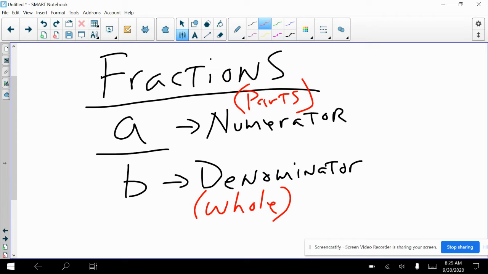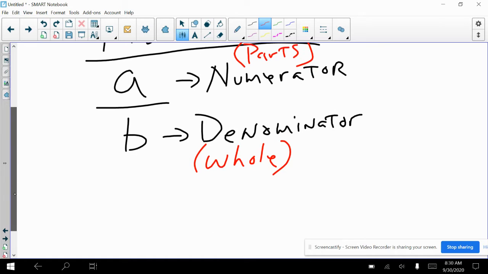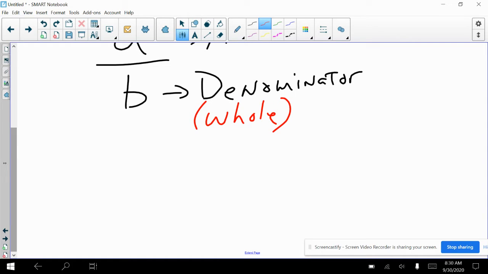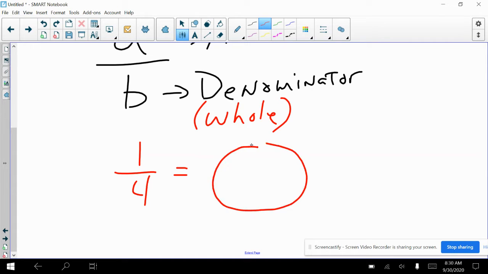So far, so good? Okay. So if we had this, how many parts would it take to make one whole in this example? Just yell it out. 4, right? So if you have a circle, the shape is immaterial. It takes 4, and shall we say 4 equal parts to make a whole. Right?